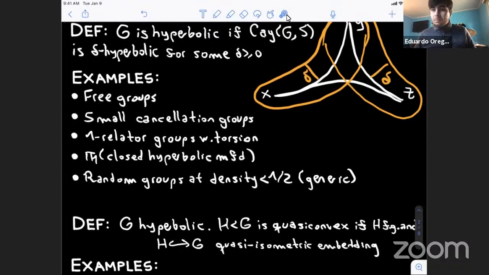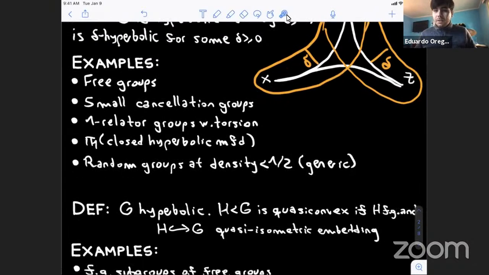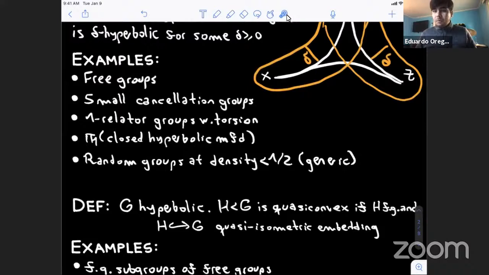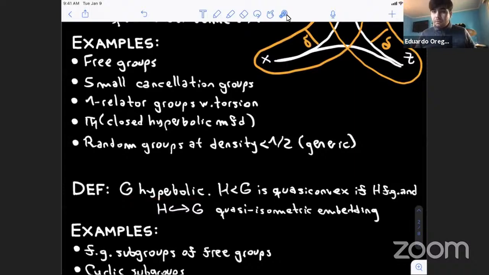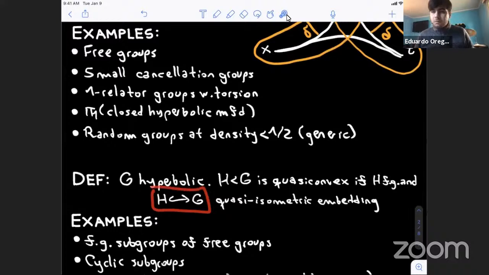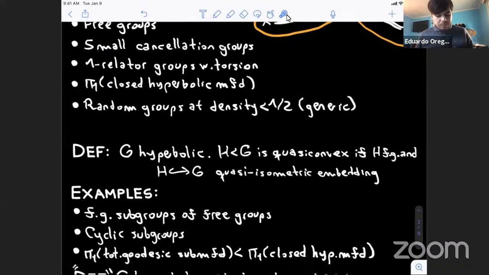So what else? Okay, we need quasi-convexity. Quasi-convexity is the notion of nice subgroups of hyperbolic groups. So if you have a hyperbolic group, a way to define this is we consider a finitely generated subgroup which is quasi-isometrically embedded. So we don't expect this map to have quasi-dense image, but it's quasi-isometrically embedded. That means the geometry of the Cayley graph of H looks like the geometry of H as a subset of this Cayley graph. And examples of quasi-convex subgroups.